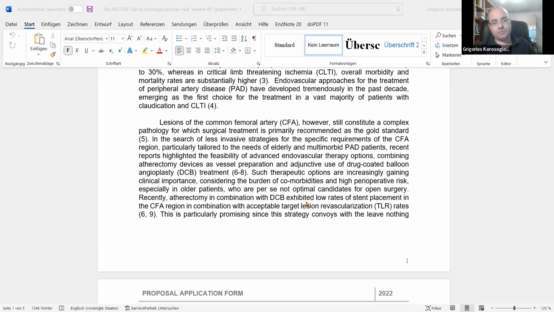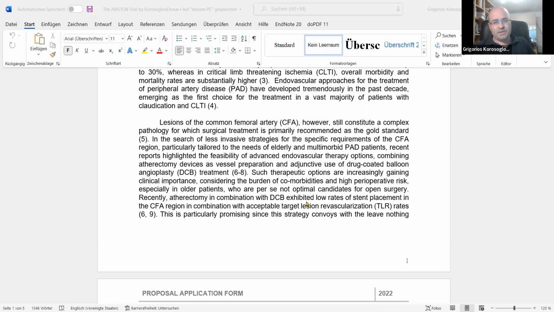As I already mentioned, surgical treatment is nowadays the standard reference technique for treating such complex lesions in the common femoral artery. But of course, as we all know, our patient cohorts grow older, they have more comorbidities, so there are a lot of cases where we have to treat patients that are over 80 years old or even not so old but have significant comorbidities such as advanced heart failure, for example.